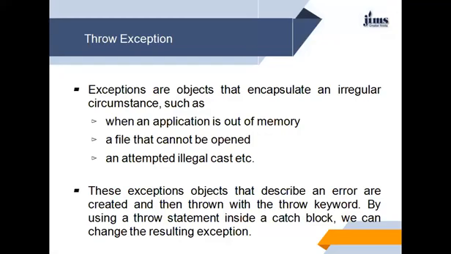So when an exception, as we have discussed, exceptions are exceptional conditions. For example, we have seen divide by zero. There could be some cases like when you have opened a file and it is not closed, or when an application is out of memory, or when a file cannot be opened, or an illegal cast is attempted. These are irregular circumstances or exceptional circumstances. So here the exception should be raised.